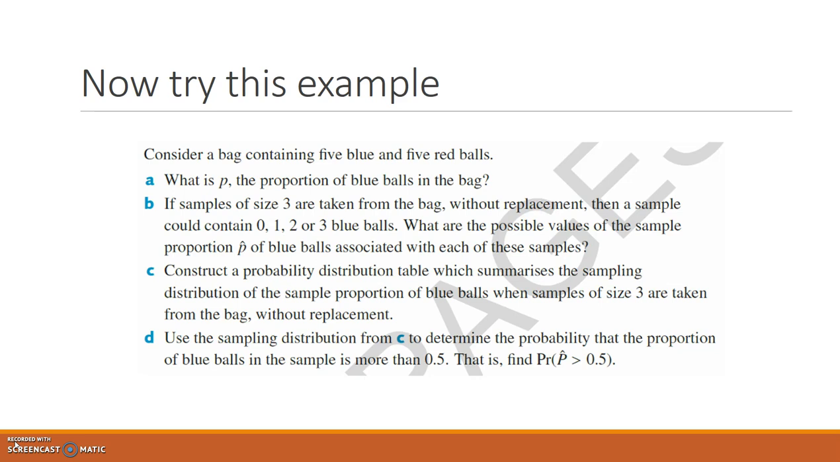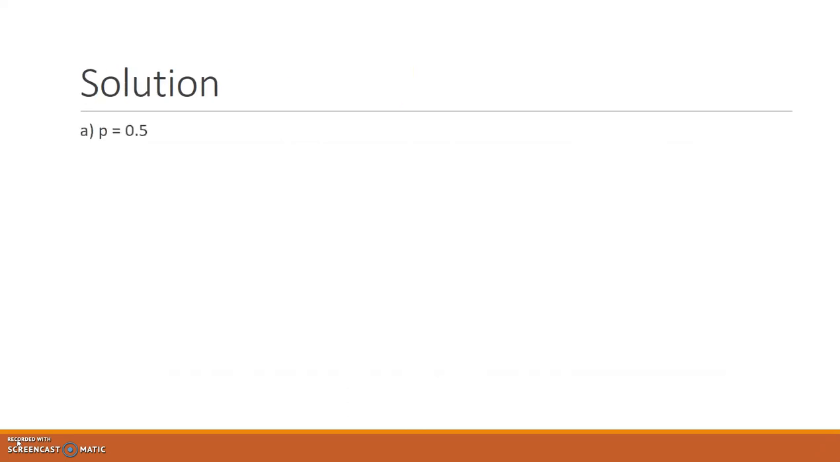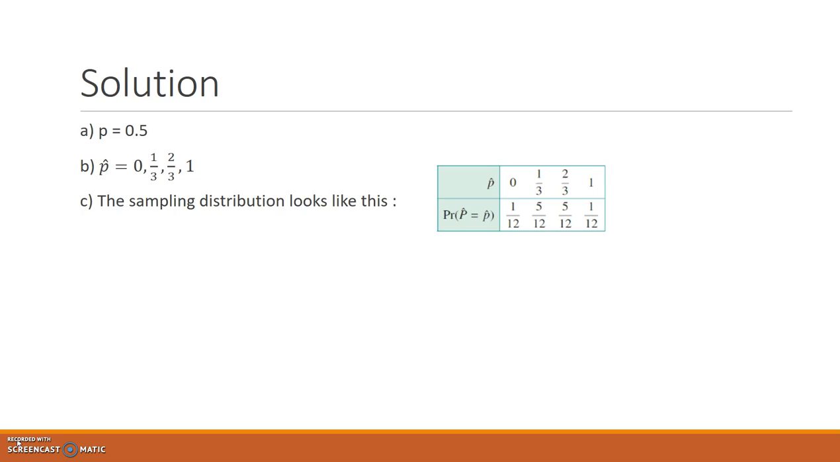So based on what I've just shown you, I want you to now try this example. Stop the video and have a go at doing it on your own. If you've finished doing that example, let's look at the solution. Did you find that p is equal to 0.5? The sample proportion can take the following values: 0, 1/3, 2/3 and 1. The sampling distribution should look like this. Are you correct? And the probability that p hat is greater than 0.5 should be equal to 1/2.